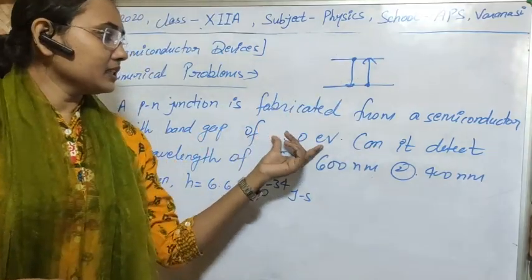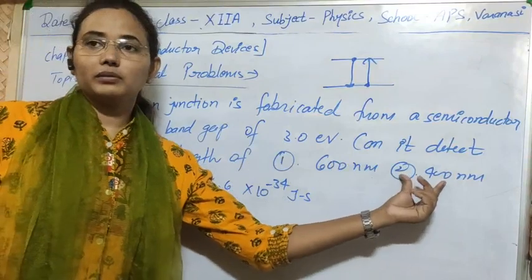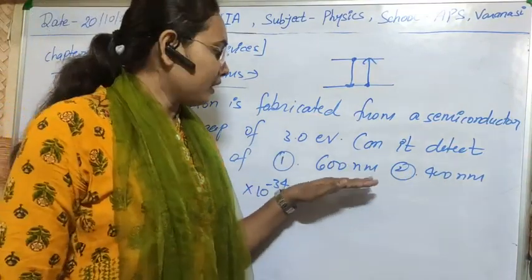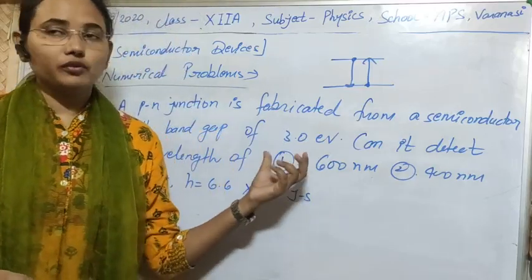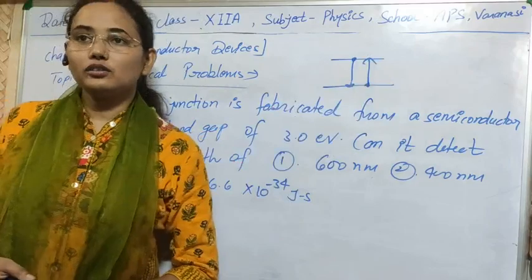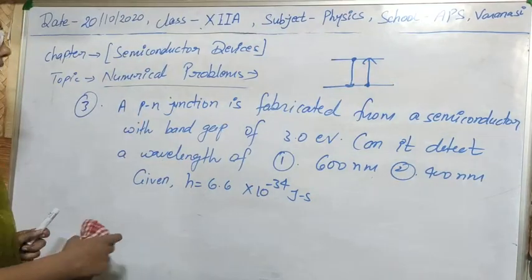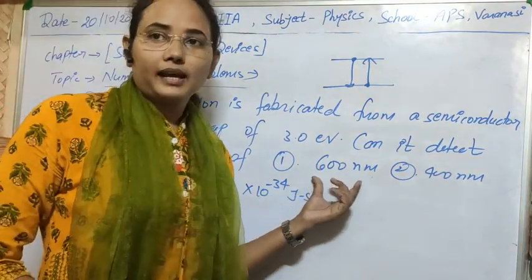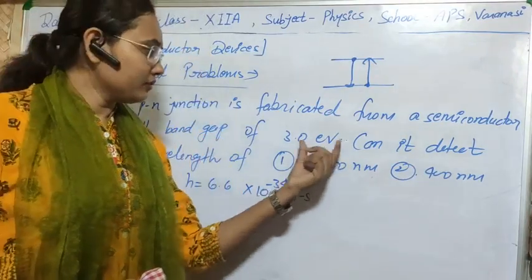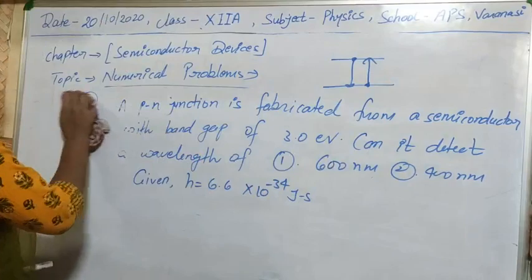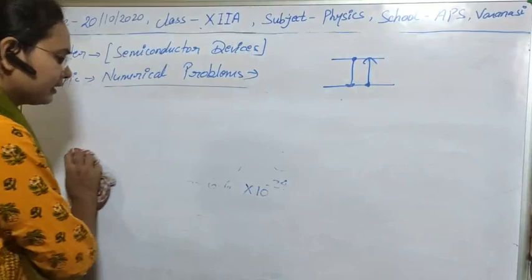So the band gap energy is given. Can it detect a wavelength of 600 nanometer or 400 nanometer? We have two wavelengths, and we have to calculate whether these wavelengths will be useful for excitation of an electron or not. We can calculate it very easily. First we have to calculate how much energy the light possesses for each wavelength, and with the help of Planck's law we can easily calculate it.